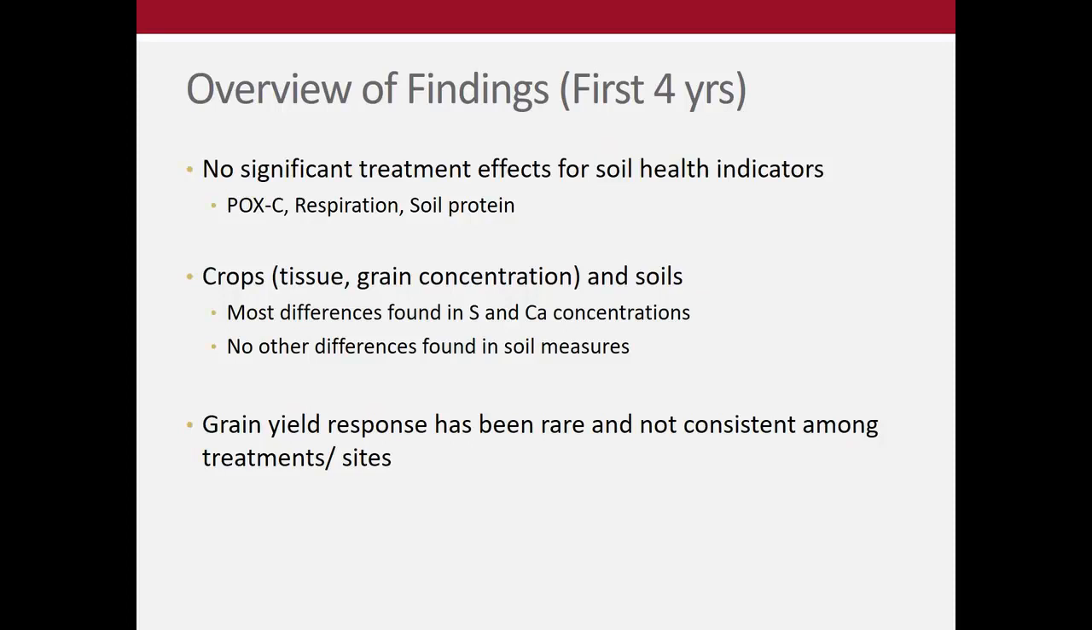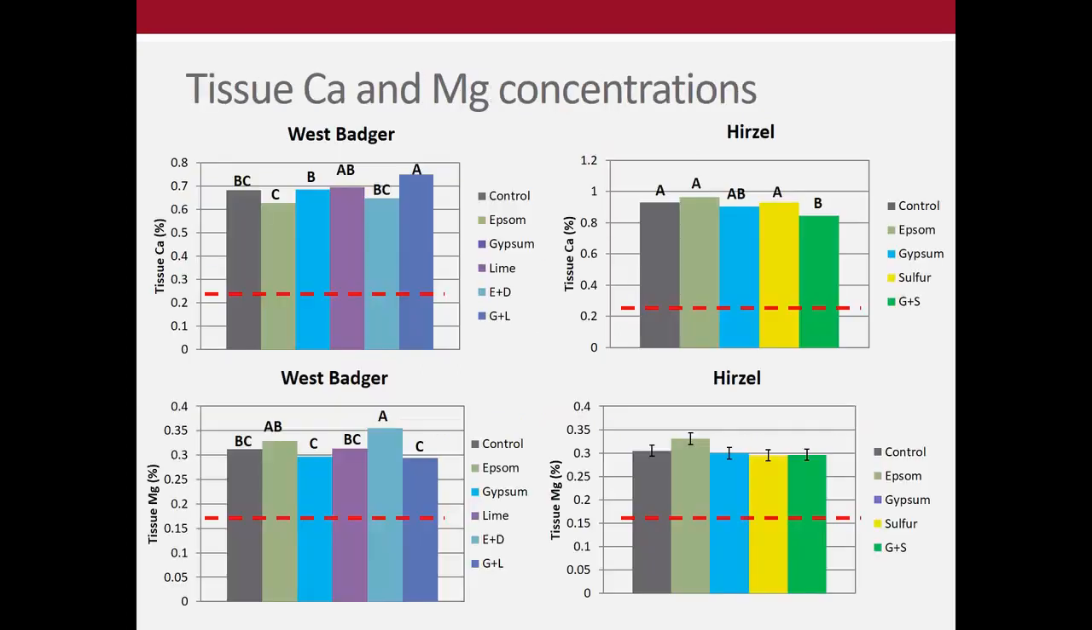In terms of the crop responses, in terms of nutrient availability of these crops, it was mostly sulfur and calcium that we saw impacts of these treatments. So I'll show a little bit more of that data moving forward. We didn't see any differences in soil test availability other than the calcium and sulfur. So when we added calcium and sulfur, we changed the soil test values, but that didn't have any sort of knock-on effects to our other soil nutrient tests. And then grain yield response, I'll show a little bit of this data as well, but it's been rare and not consistent among treatments and sites.